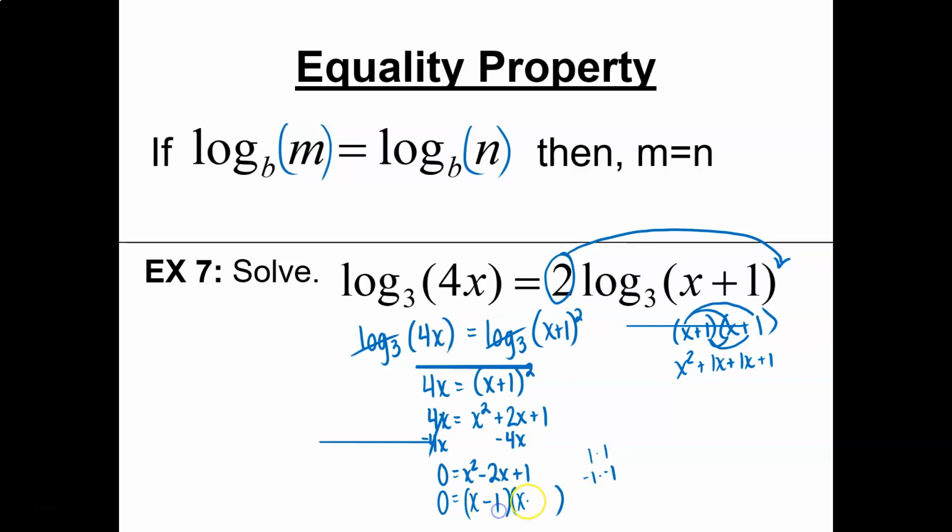The negative ones, because I got that negative 2 in the middle. And these numbers should add together to give me that middle number.